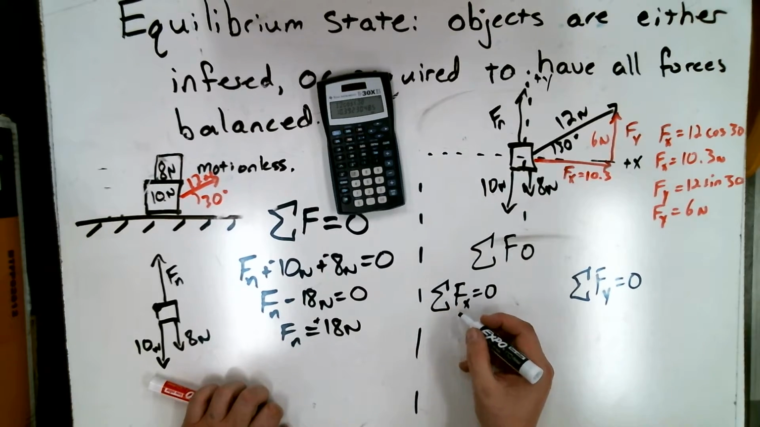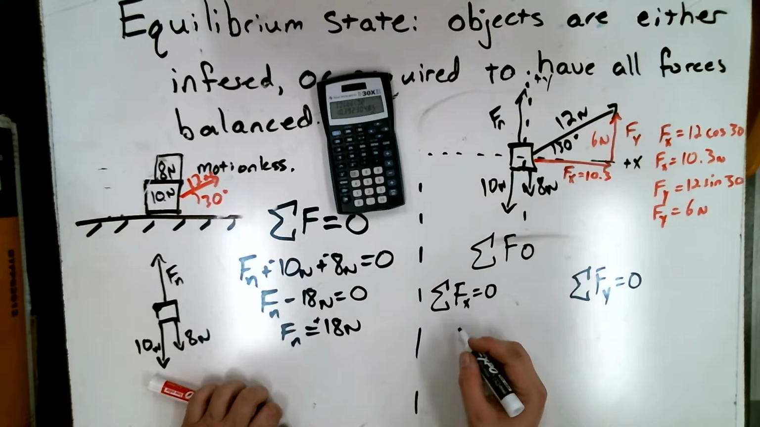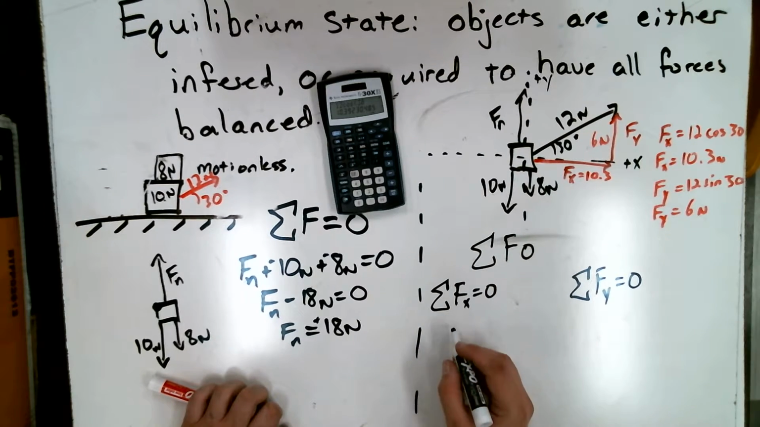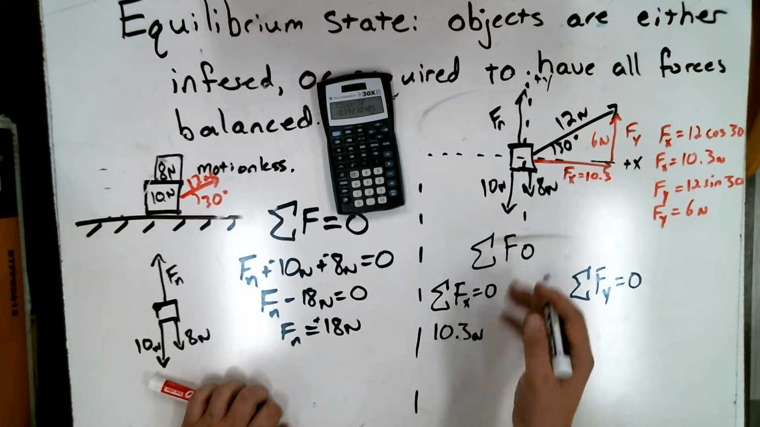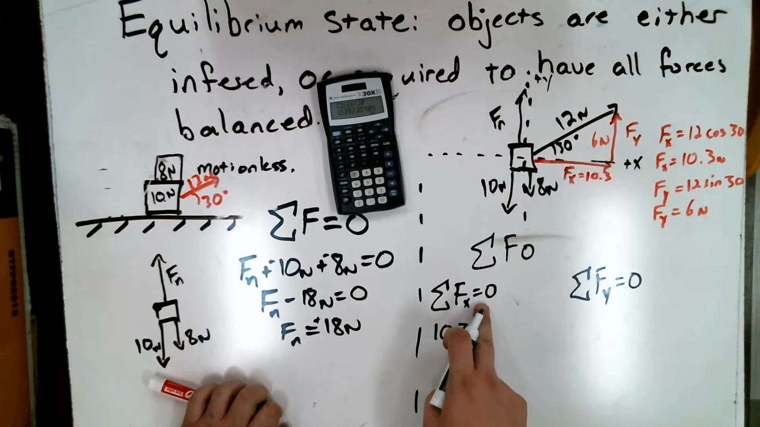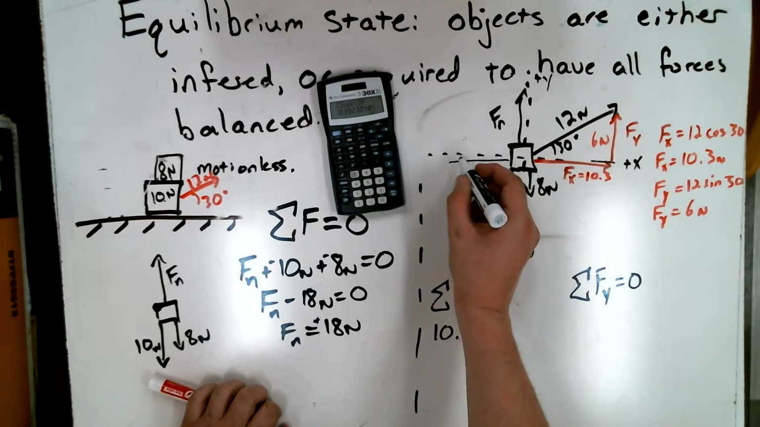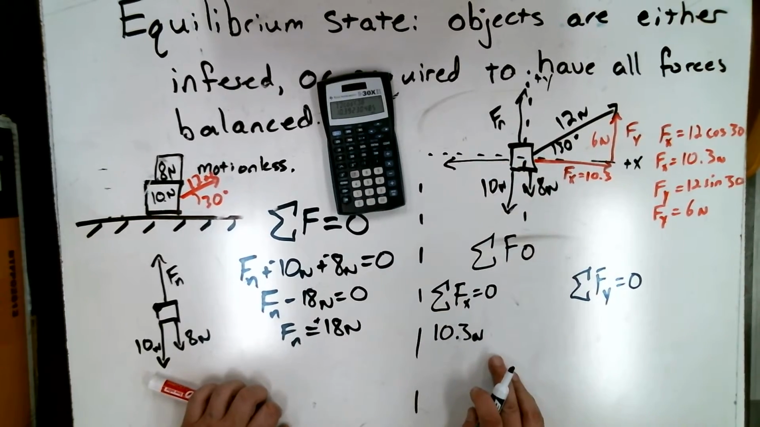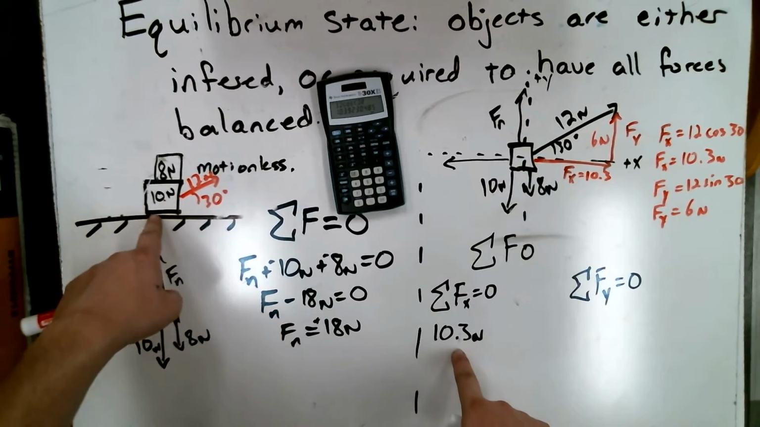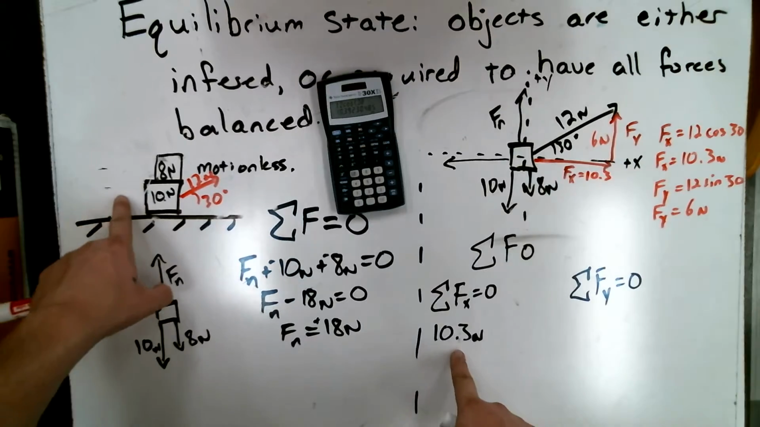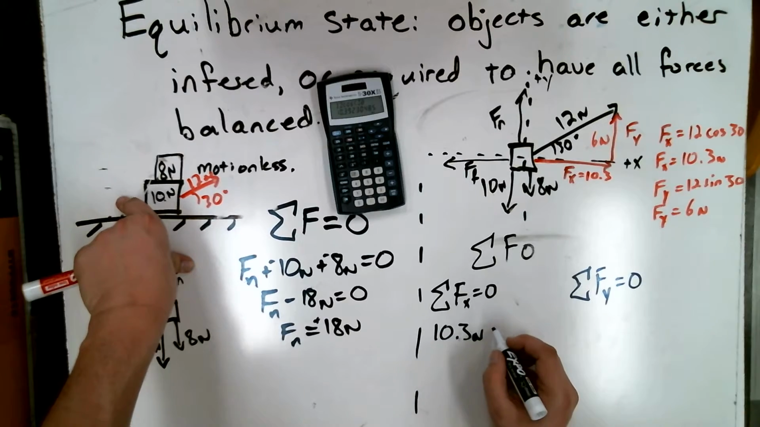So in the x direction, I'm going to take a look at my picture here. I have 10.3 newtons to the right. I have nothing on my diagram, but that isn't going to equal 0. There must be another force acting on it this way to counteract it. If there isn't one, then we aren't in equilibrium. Looking over here, that other force must be friction, because without it, my box will start to slide.